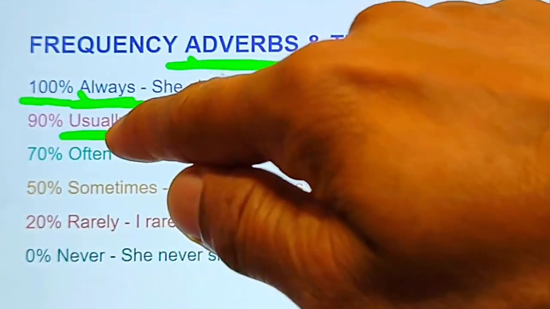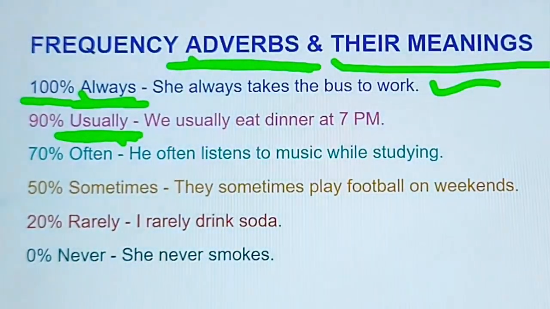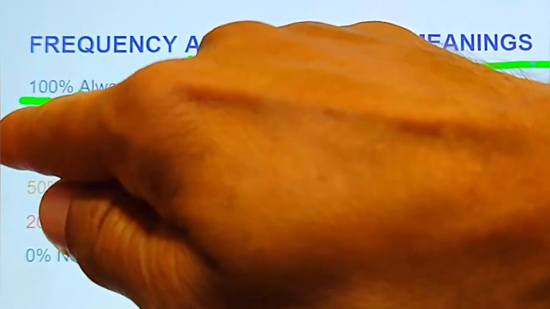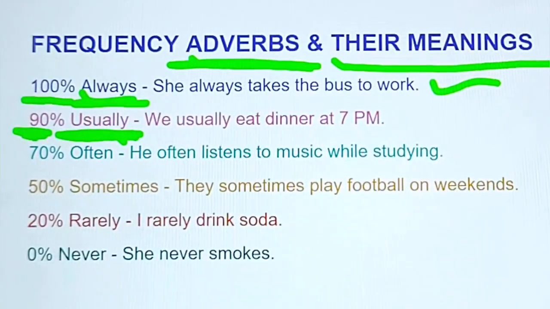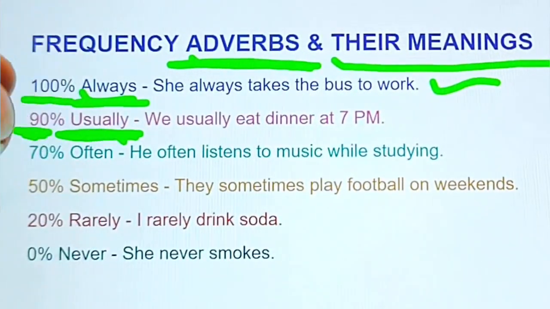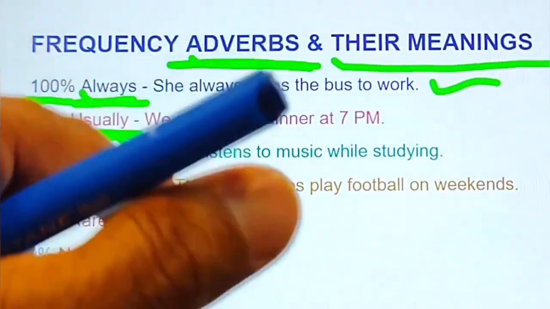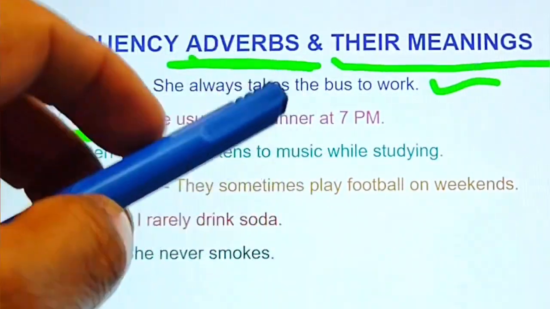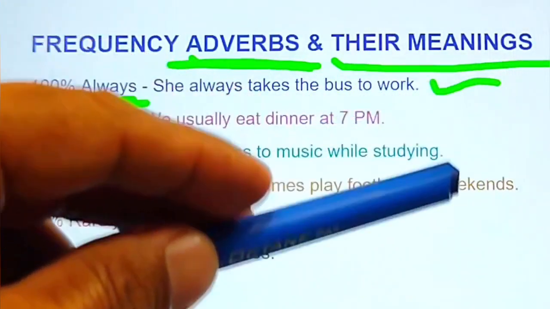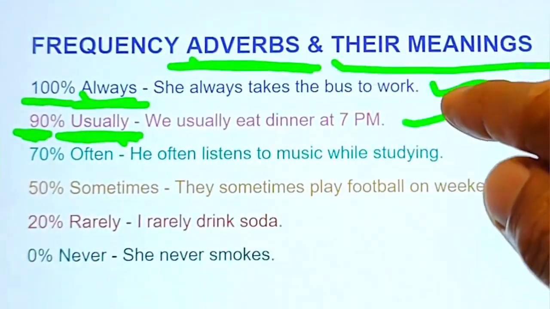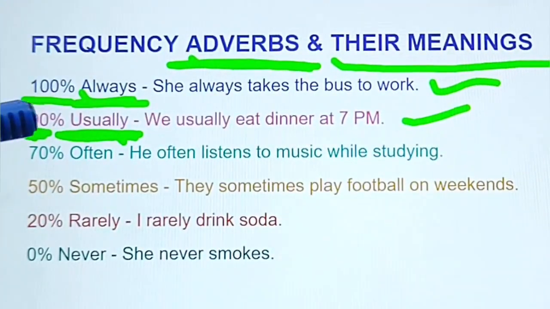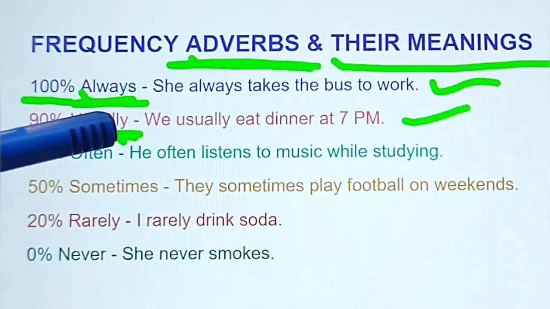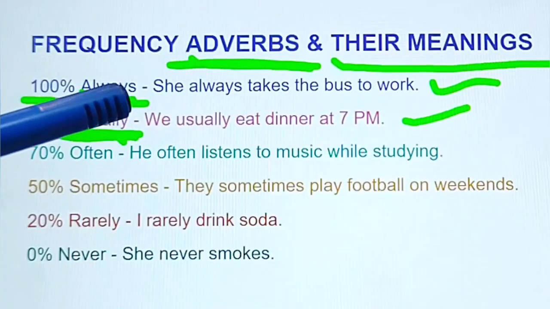So usually describes the probability of happening as 90%, but it's not fully 100%, it is a 90% chance of happening. So we use the word usually. For example, we usually eat dinner at 7 p.m. So this is the probability of happening, 90%. We use the word usually. When it's 100%, we use the word always.